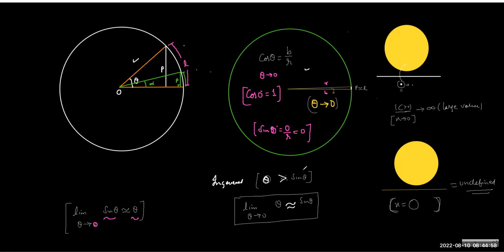So the definition of theta is the ratio of arc length upon radius. But sine, cosine, these are called trigonometric ratios. So the trigonometric ratios are different from the definition of angle. Trigonometric ratios are meant for the right angle triangle, whereas the definition of theta is meant for the circle. Is this clear?